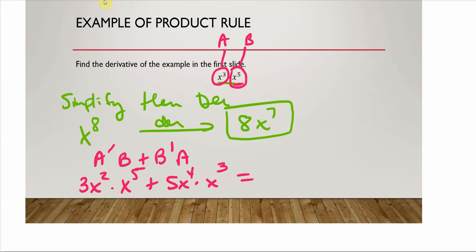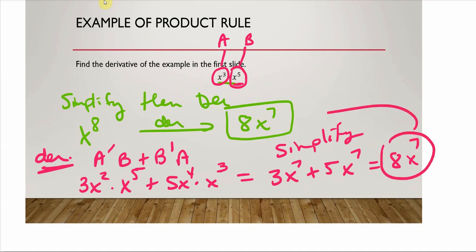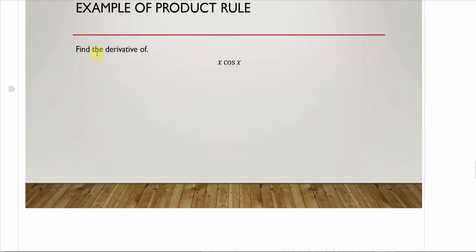Now I'm going to do simplification. Remember, now we're doing the derivative first, and now we're going to simplify. So that's going to give me 3x to the 7 plus 5x to the 7. That's going to give me 8x to the 7. Wait a minute, that guy and that guy are now the same. So that is correct. So now, do you understand how ABBA works? ABBA is only when you're multiplying the x's, not when adding or subtracting. Okay? So let's try some more examples.